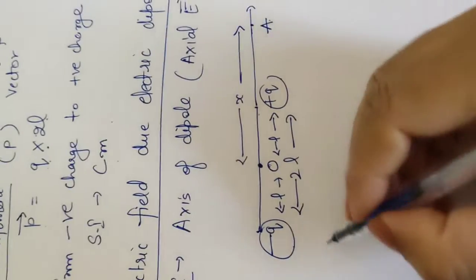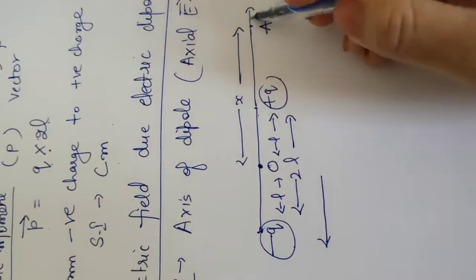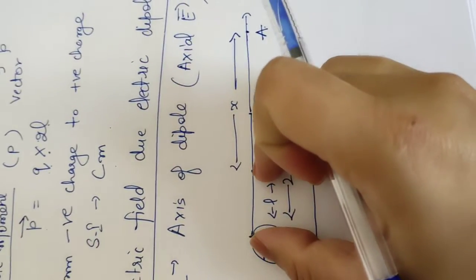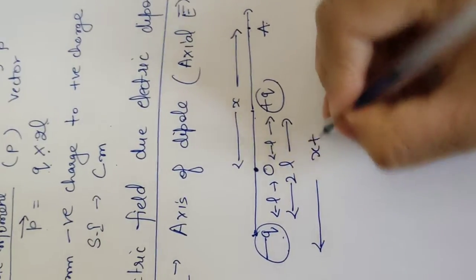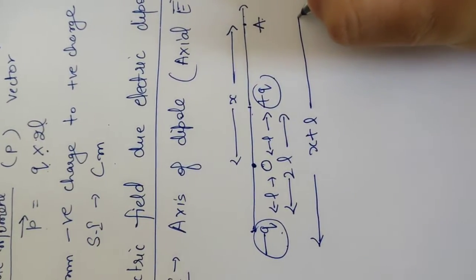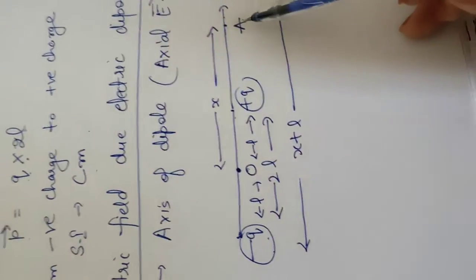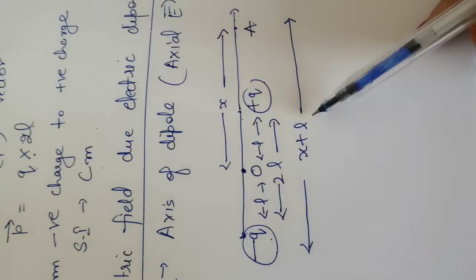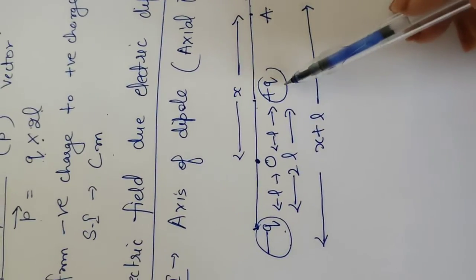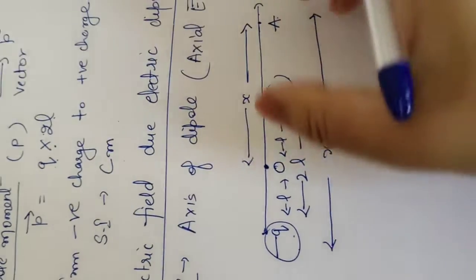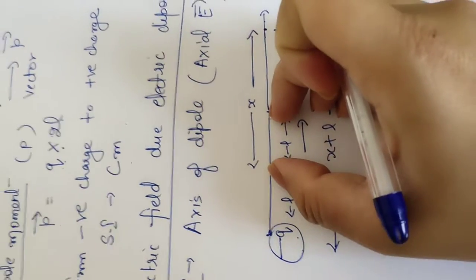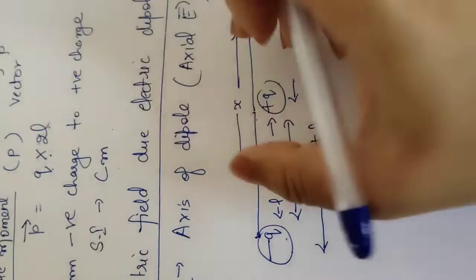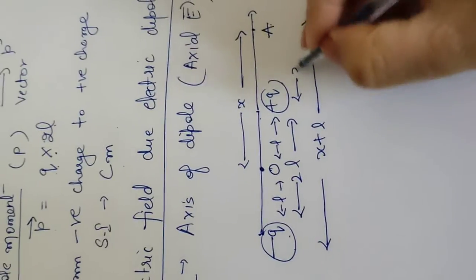Now can we find the distance of point A from this negative charge and from this positive charge? What will be the total distance of point A from minus q charge? This is x and this is L. So this total distance will become x plus L. So the distance of point A from minus q charge is x plus L. In the same way, what will be the distance of point A from plus q charge? This total is x and this one is L. So what about this remaining distance? It will be x minus L.